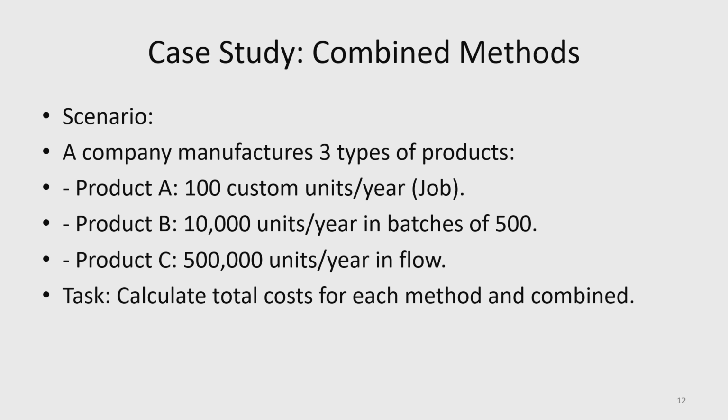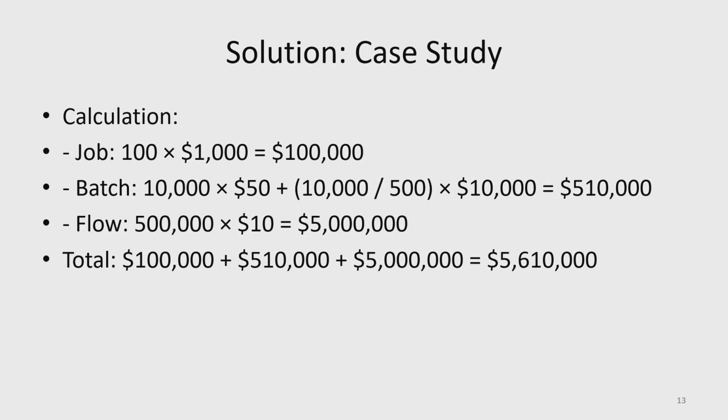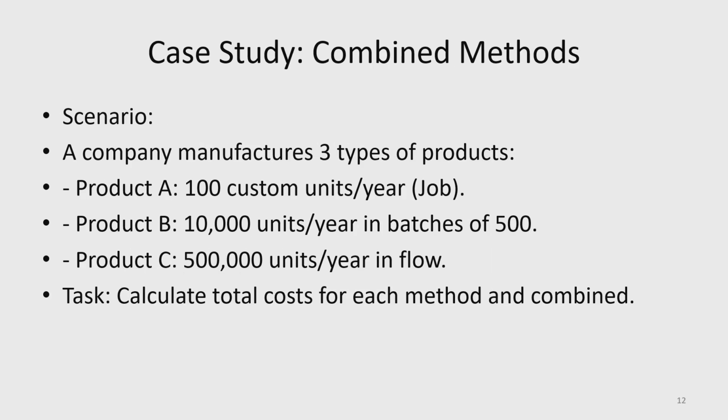Scenario: a company manufactures 3 types of products. Product A is 100 custom units per year as per job production. Then product B is made in batch production, that is 10,000 units per year in batches of 500. And product C is 500,000 units per year in flow production. So the task is to calculate total cost for each method and combined. For job production, since it is 100 custom units per year, maybe one takes $1,000, so it is this much.